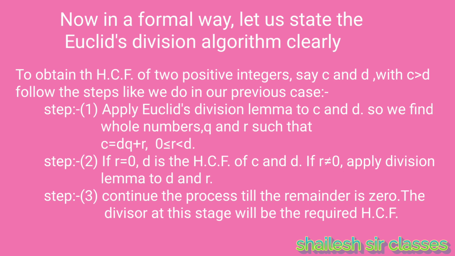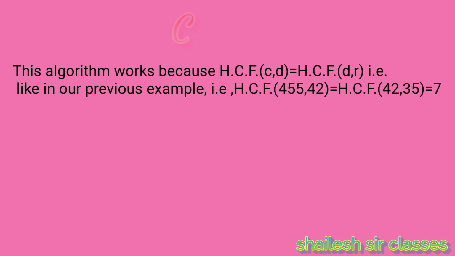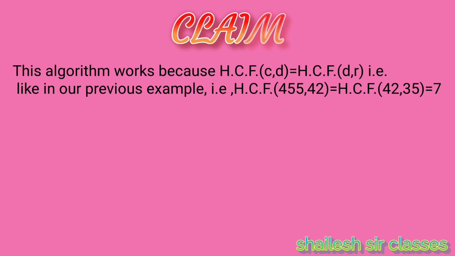If r is not equal to 0, apply the division lemma to d and r. Step 3. Continue the process till the remainder becomes 0. The divisor at this stage will be the required HCF. Now we claim that this algorithm works because HCF of c and d is equal to HCF of d and r. That is, like in our previous example, HCF of 455 and 42 is equal to HCF of 42 and 35. That is our answer, 7.